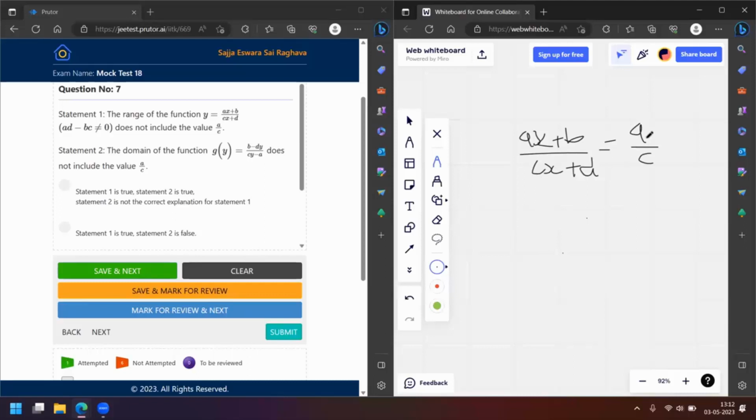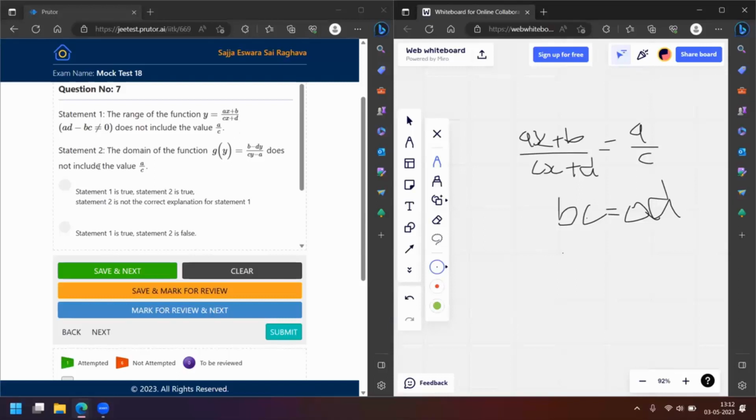If we cross multiply, we can find that BC is equal to AD should hold for such a condition, but in the question it is given that it does not hold, so we cannot find the value for such x. So we can say that the range does not include the value a by c.